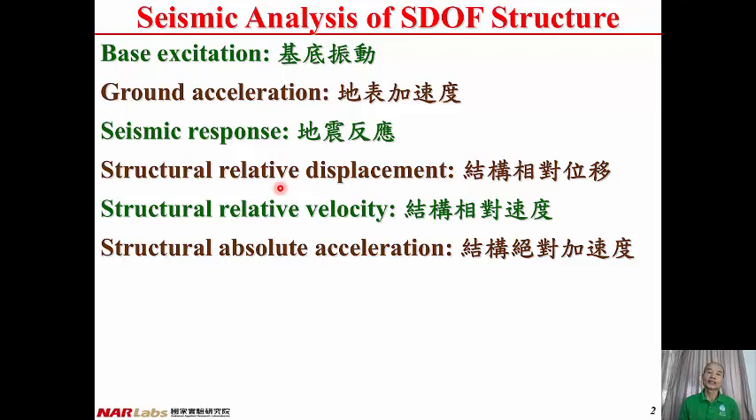Under earthquake, for the response of the structure, we are interested in relative displacement instead of absolute displacement because relative displacement is related to the safety of the structure. And relative displacement is the displacement relative to the ground. Structural relative velocity is the velocity of the structure relative to the ground. In Chinese, 结构相对速度. Structural absolute acceleration is the absolute acceleration of the structure. In Chinese, 结构绝对加速度. And we are interested in absolute acceleration rather than relative acceleration because absolute acceleration is related to inertial force. And inertial force of the structure is the seismic force applied to the structure.